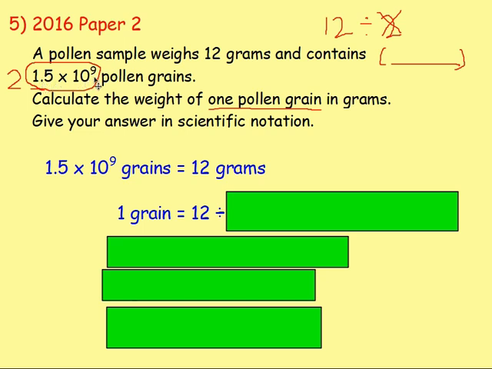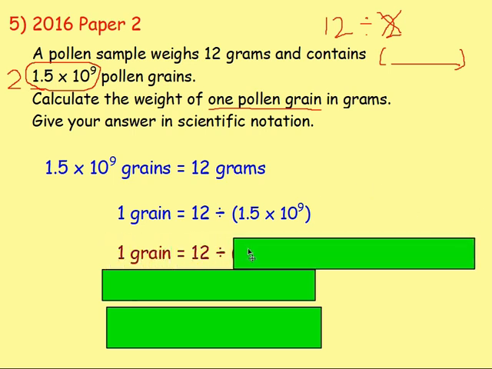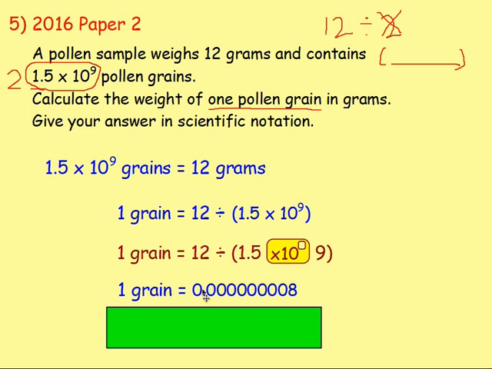It's 1.5 times 10 to the power of 9. So we're dividing by the 1.5 times 10 to the power of 9. On the calculator, that means you would be dividing by 1.5 and then you press the times 10 to the power of button and then a 9. And if you work that out, you end up with 0.000000008. That is the weight of 1 grain.